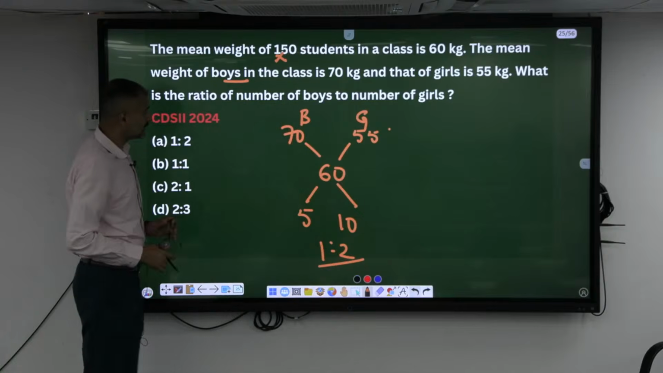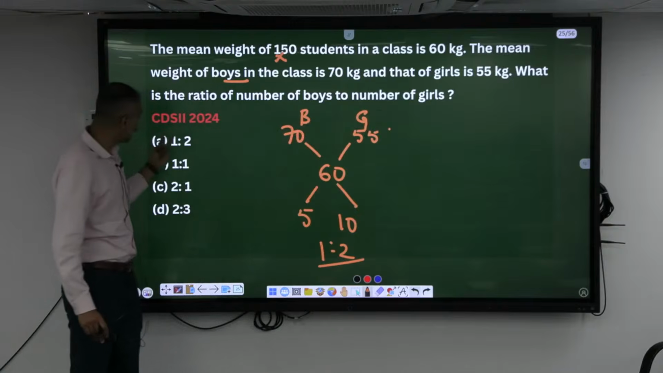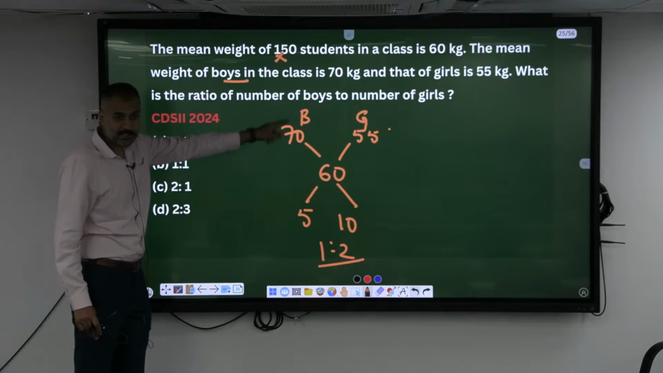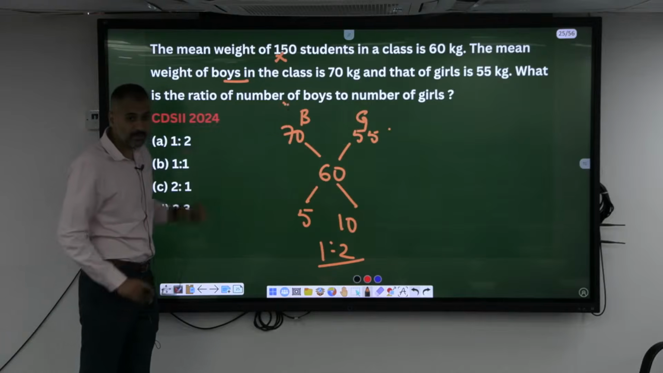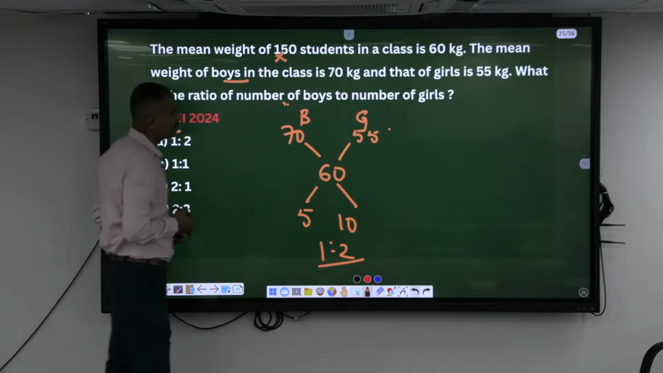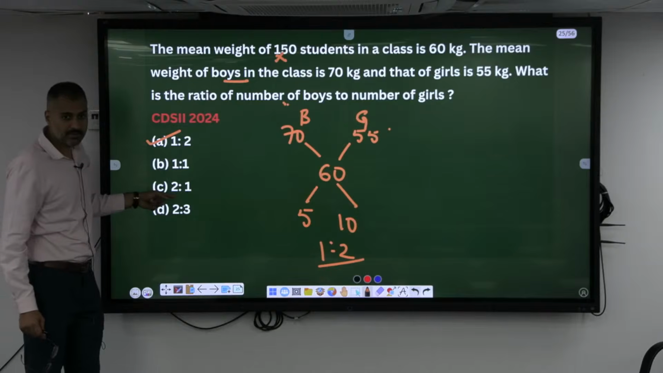Okay. See, be cautious. He might ask you girls to the boys ratio. In that case, he might give you 1:2 as well as 2:1. Both are there. If you change the order, you have to answer to the requirement. That requirement won't be satisfied. 1:2, sure? Okay, be cautious.